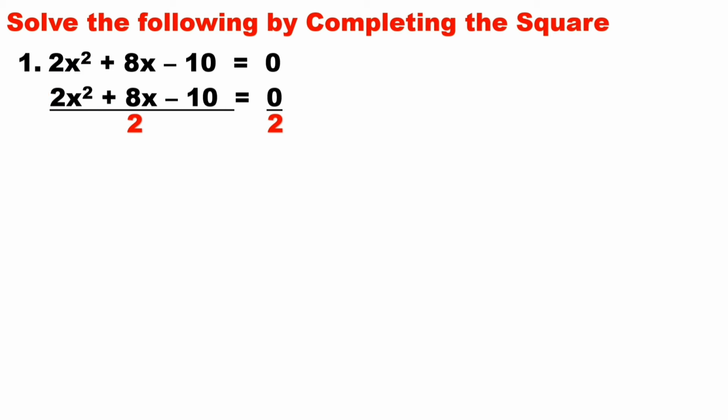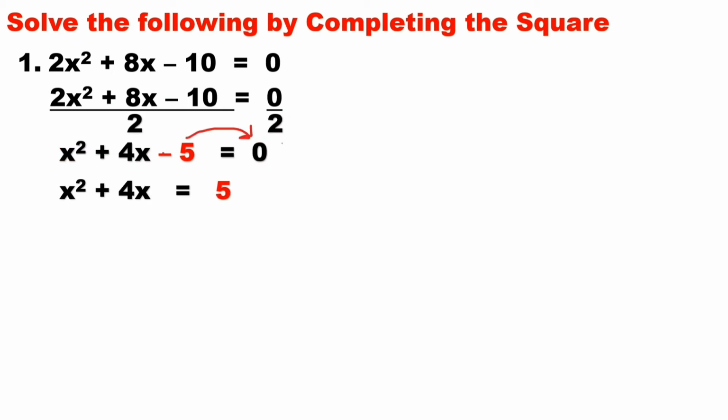So we will divide both sides by 2. 2x squared divided by 2 is x squared, 8x divided by 2 is plus 4x, negative 10 divided by 2 is negative 5, 0 over 2 equals 0. Next, we will transpose the constant negative 5 to the right. From negative, it will become positive.